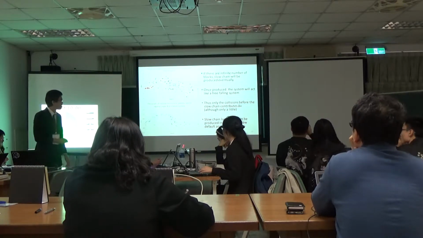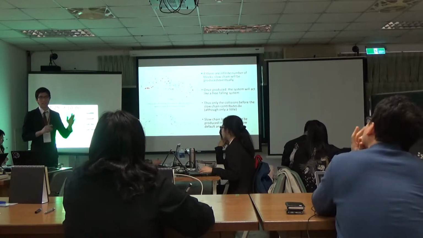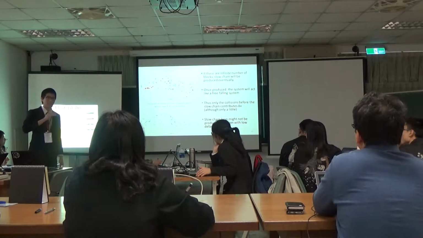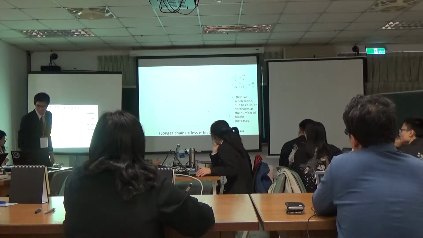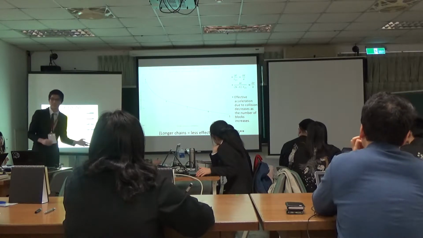Slow chains might not be produced in a system with low angle, meaning at low angle there is not enough delta theta to change the collision angle large enough to produce a slow chain. So that's why we say the longer the chain, the less effective the chain is.